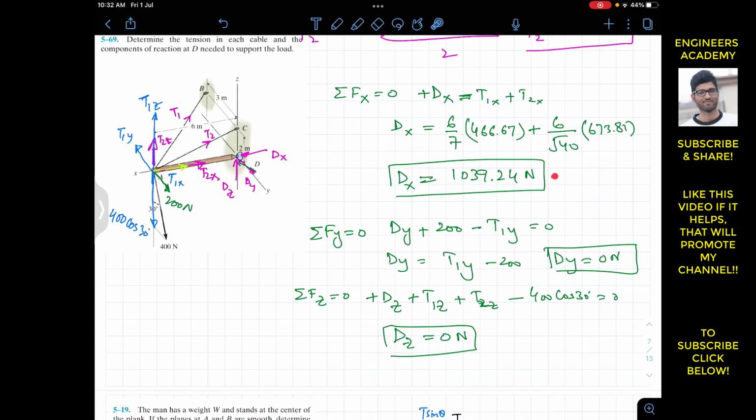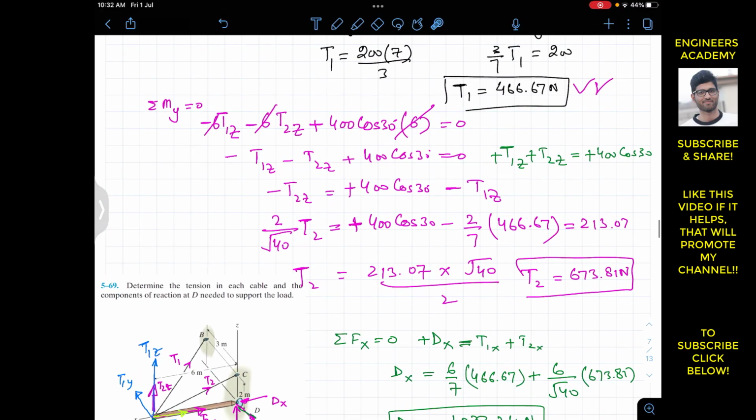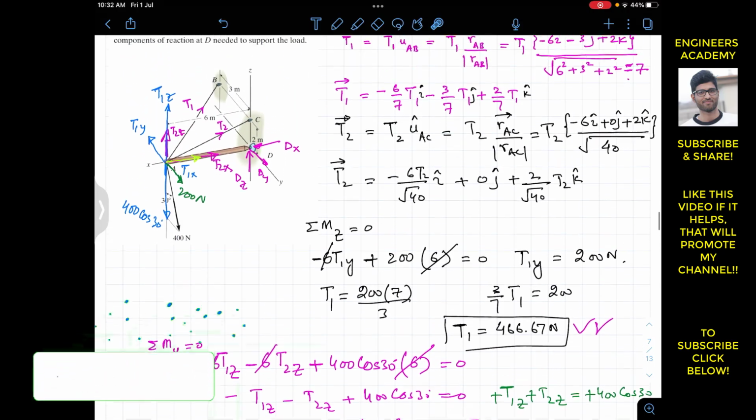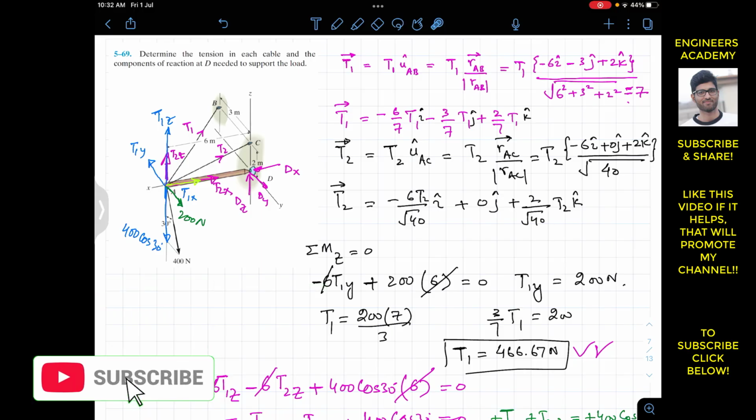So now dx is 1039.24, dy is 0, dz is 0, and T1 is 466.67 newtons, and T2 is 673.81 newtons. So this is the solution of this particular problem using the scalar approach. You can find the same solution by applying the vector approach. So do apply the vector approach and let me know in the comment section if that gives you the same answer.